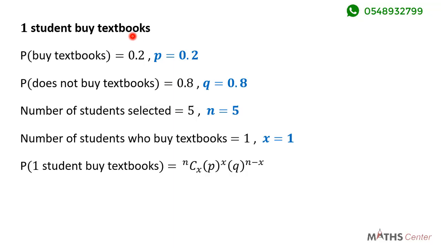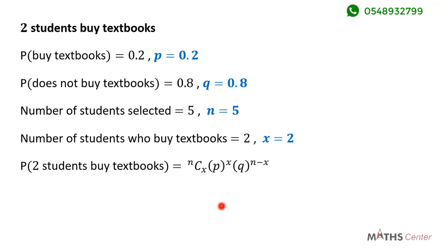1 student buys textbooks. If 1 student buys textbooks, then the number of students who buy textbooks is 1. So X is equal to 1. We have the values of P, Q, and N here. So we substitute them here. When we do that, we have 5 combination 1, 0.2 exponent 1, 0.8 exponent 4. And this gives us 0.4096. Let's consider the next condition.